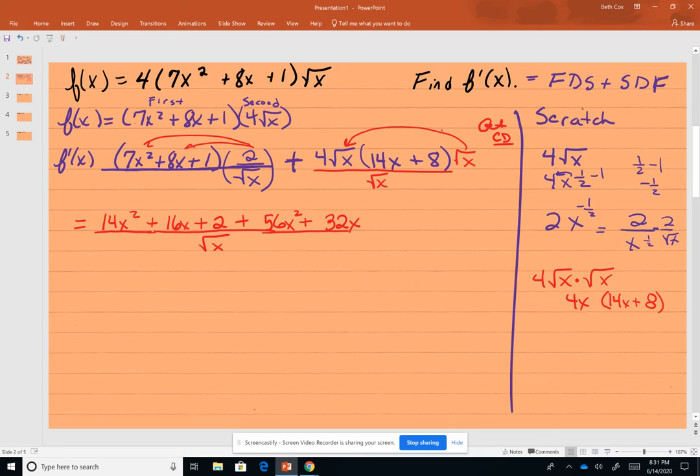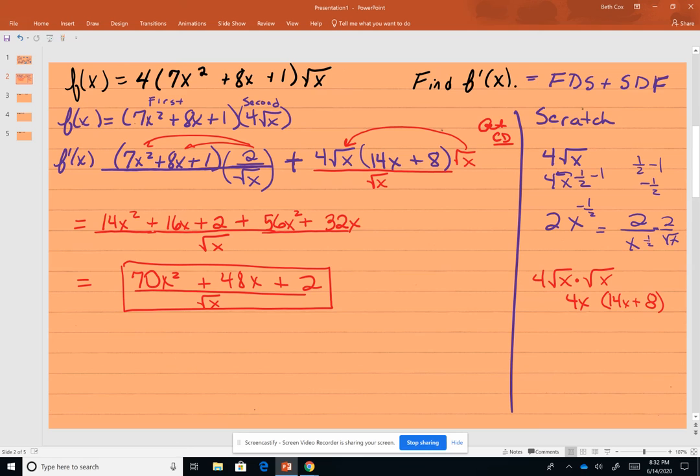Let's make sure and check all this. Check my scratch work, make sure I did everything right. Combine my like terms, and I'm going to get 70x squared plus 48x plus 2, and this is all over the square root of x. You can factor out the 2 and put it in factored form in your numerator if you'd like. It won't make a difference. Either way is correct. So there it is.